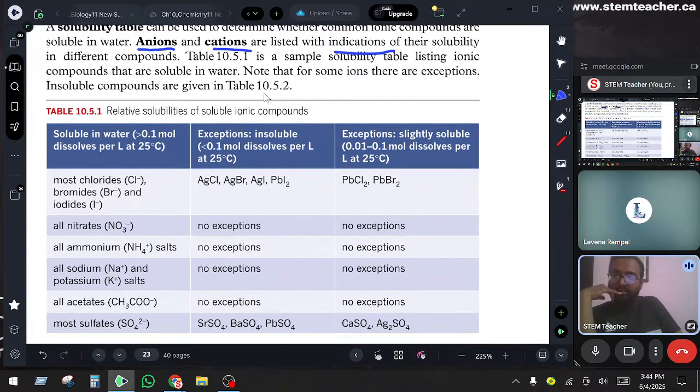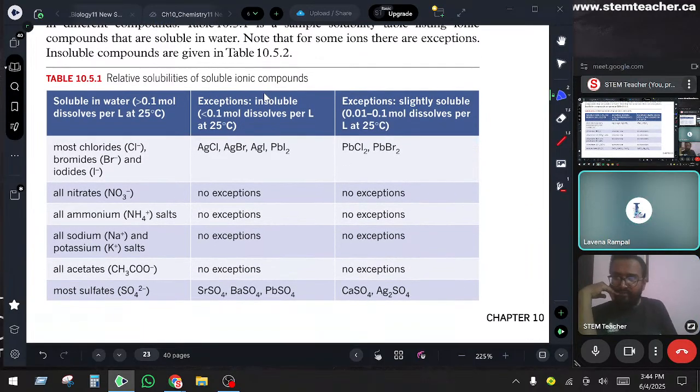You can see this is a table. A compound is soluble in water when it is greater than 0.1 mole dissolving per liter at 25 degrees temperature. Insoluble means less than that dissolves per liter at 25 degrees, same thing. Then there is slightly soluble, insoluble, and soluble.